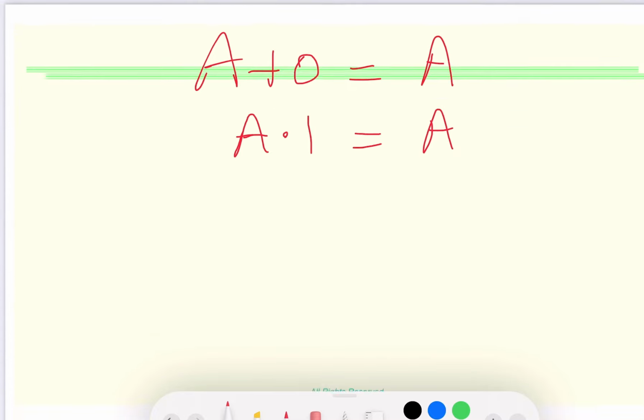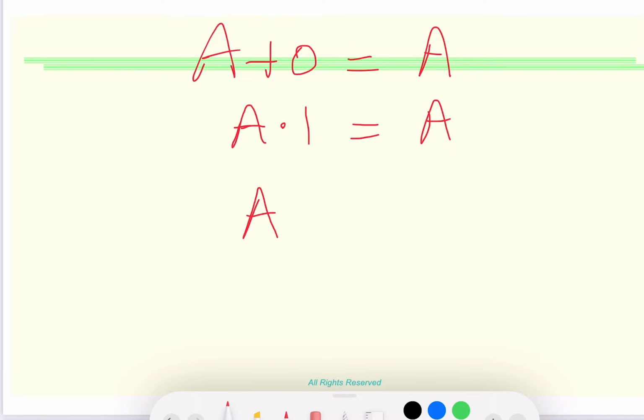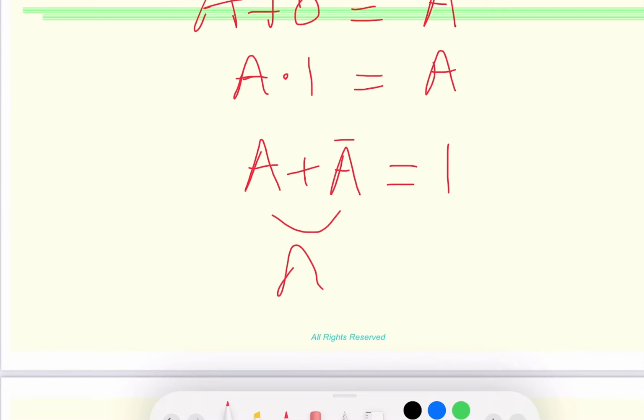And the complement laws are that if you OR the input and its complement, you get high, because in either case one of those will be high. But if you do the AND relationship, all of them have to be high, so what you'll get is a low. So this is Boolean algebra, De Morgan's law and Boolean algebra.